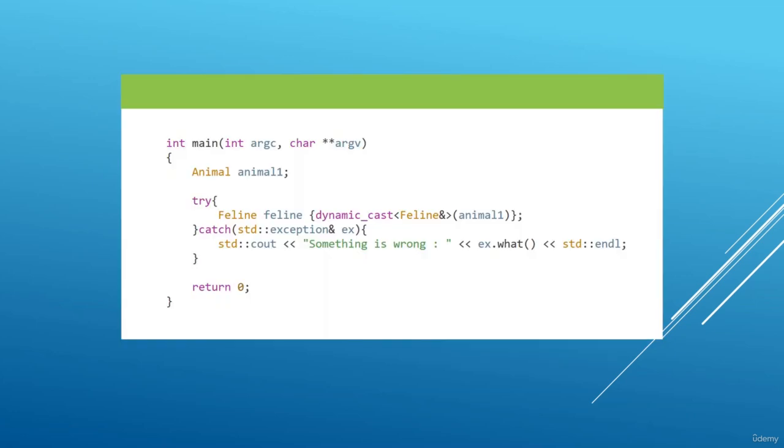Here is a simple example of something we might do that may throw an exception. For example, we have an animal object created, and down here we want to cast this animal to a feline reference. From what we already know, this is already going to fail because the animal object we have here doesn't have any feline information inside. So if we try to cast this to a feline reference, this is going to fail. But because we are casting to a reference, this has no way to give us a null pointer that we can do a check on. So by default, this is going to throw an exception, and we need to handle this exception.